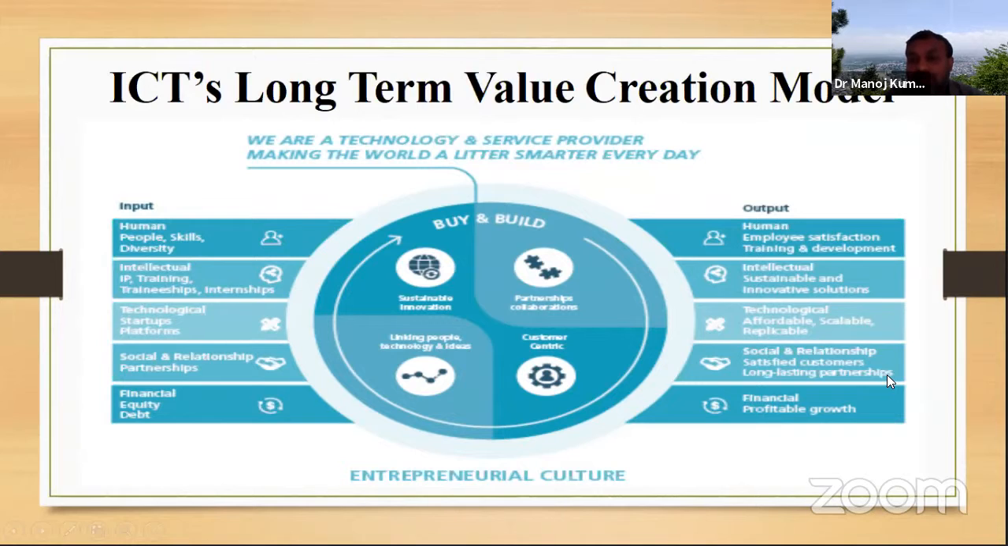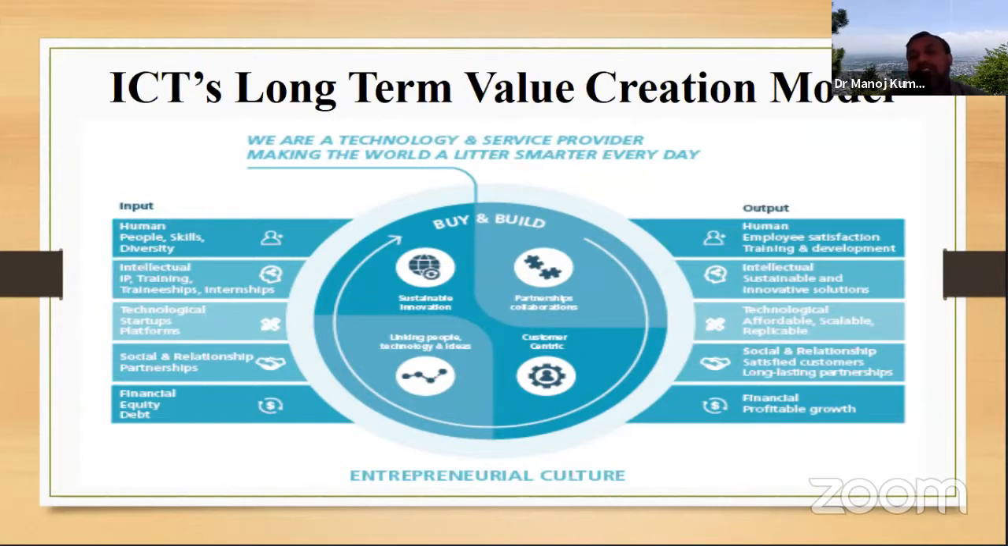We want to convert the intellectualness into sustainability. We want the technology to be scalable by using ICT and affordable. We want the social relationships to be satisfied, our needs of the people, and, last but not the least, financial profitable growth. So these are the long-term value creation models we'll have to build around, and those models will focus on sustainability, the satisfaction of the human, and growth as well.